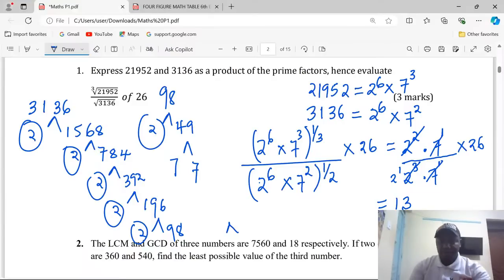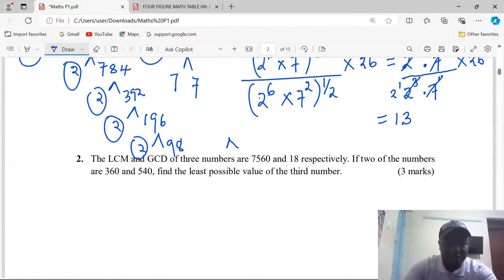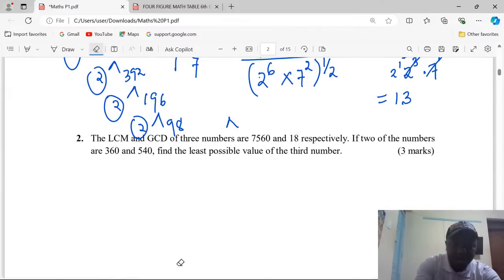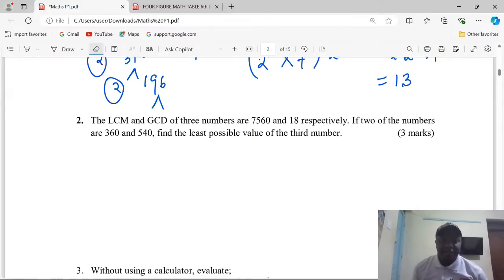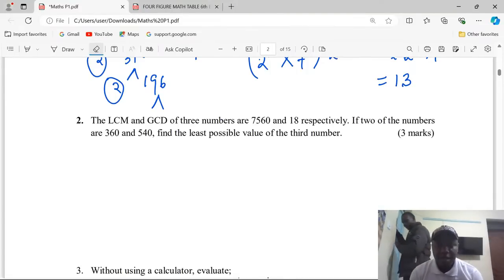Number 2, a very good question, very interesting. We are going to enjoy this one. The question says that the LCM and GCD of three numbers are 7,560 and 18 respectively. If two of the numbers are 360 and 540, find the least possible value of the third number.